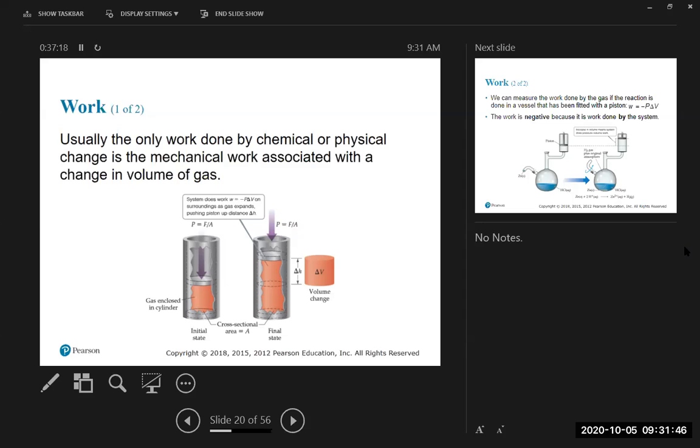And so what you're seeing here is that cylinder, that piston, moving up and down. If it moves up, the system's doing work. If it moves down, work is being done on the system. So once again, if it's moving up, is that exothermic or endothermic?